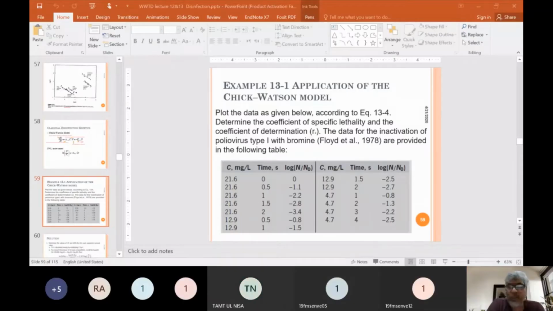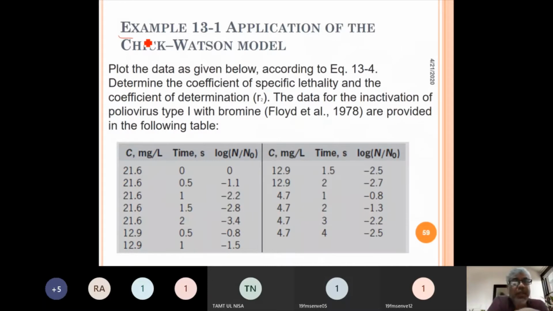You can see this slide, right? This is example 13-1. I took it from the big book, Water Treatment Principles and Design.